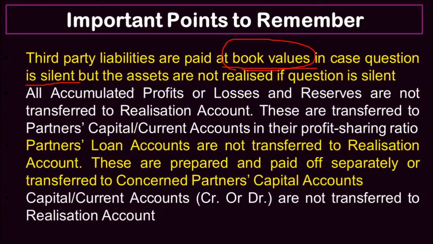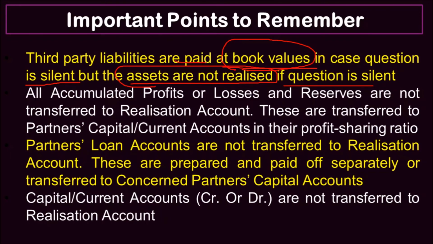Similarly, what happens when the same case is there with the assets? Let's take the example. Say for example, three assets are given: debtors, building and machinery. And in the adjustment it is mentioned that debtors were realized at 10,000 rupees less, building was realized at 5,000 rupees less, but nothing has been mentioned related to machinery. Then in that case, the question is silent about it. Assets are not realized at any value. So that you need to understand.